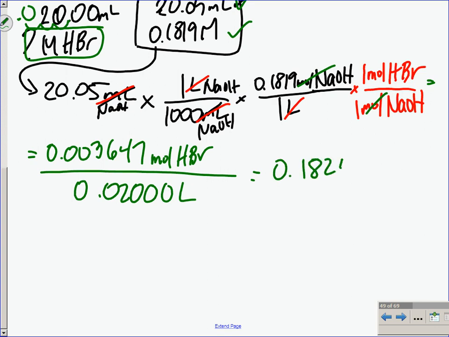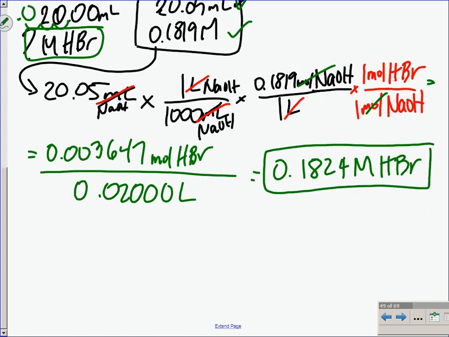I'm going to round this to 4 right here. Okay, molar HBr. We have solved for the unknown molarity. Go us. You guys are like, calm down. Whoa, keep it together here, okay?